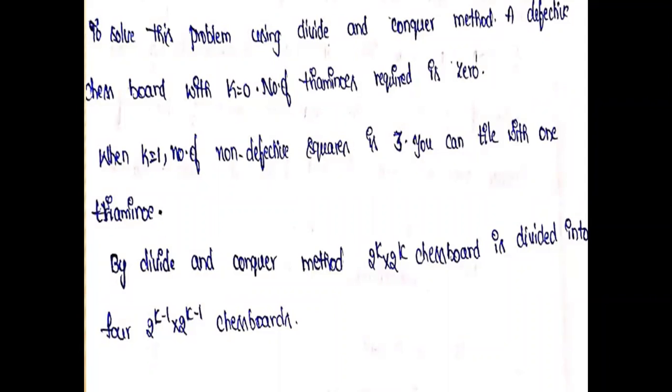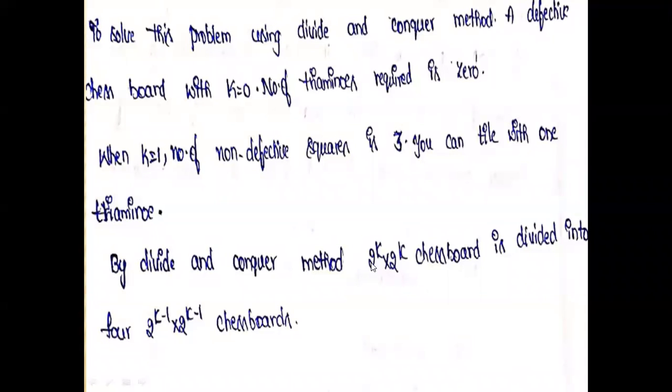Suppose k is greater than 1. It means, for example, a 4 by 4 chessboard, or 8 by 8 chessboard, or 32 by 32 chessboard, that is 2 power 5, or 64 by 64 board. Any chessboard is covered with non-defective squares by using the divide and conquer method, where the square is divided into 2 power k minus 1.